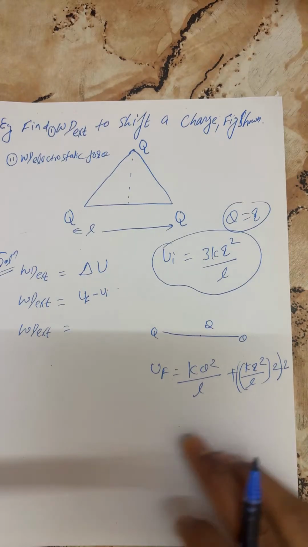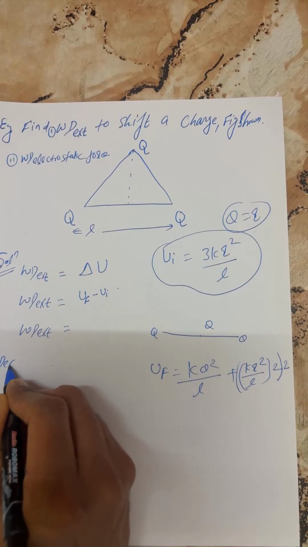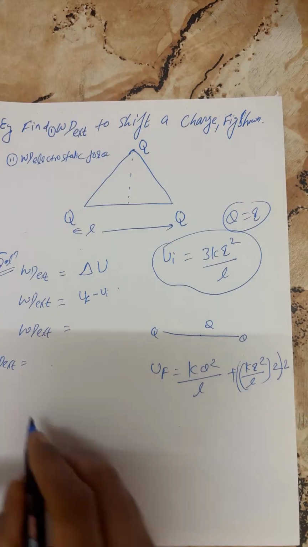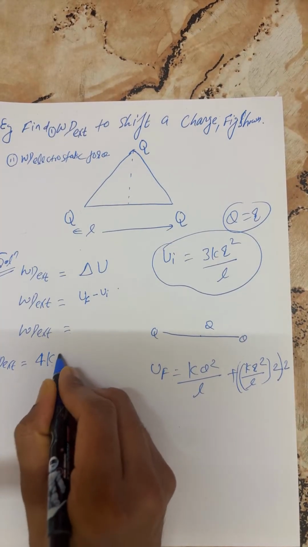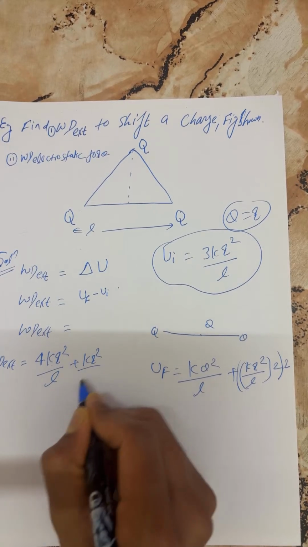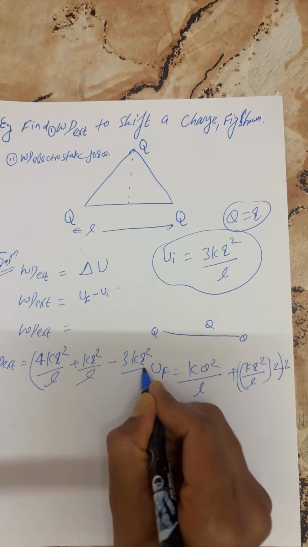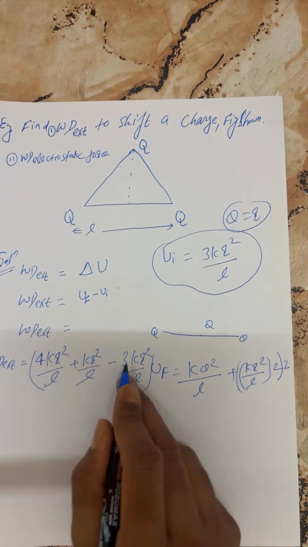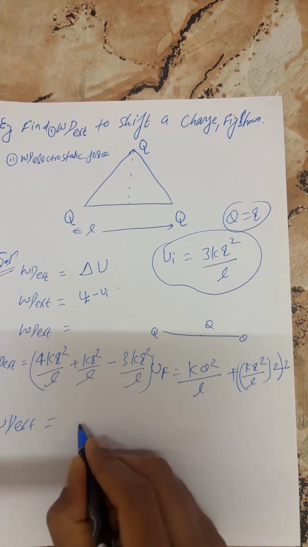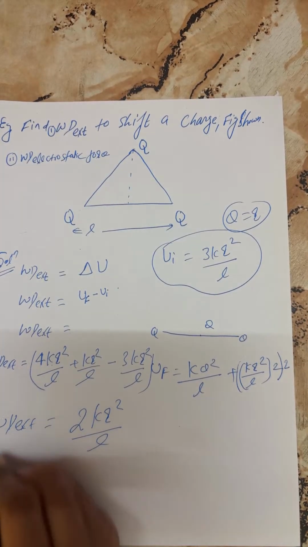So see, wait, I'm solving, my dear. I'll tell. Work done due to external agent here, you can write 4KQ square by L plus KQ square by L minus 3KQ square by L. So 4 minus 3 is 1 here. So we can say work done due to external agent is equal to, my dear, 2KQ square by L. This is the answer for the question.